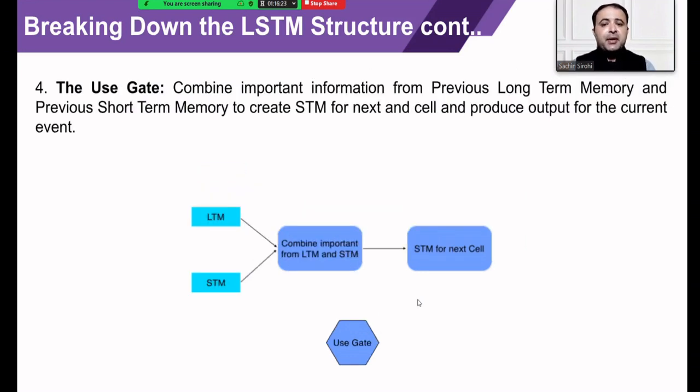The use gate combines importance information from the previous long-term memory and previous short-term memory to create the STM for the next cell and produce the output for the current event. So we take the long-term and the short-term and use them to give the result of the next. So STM for the next cell means producing the output of the current event.